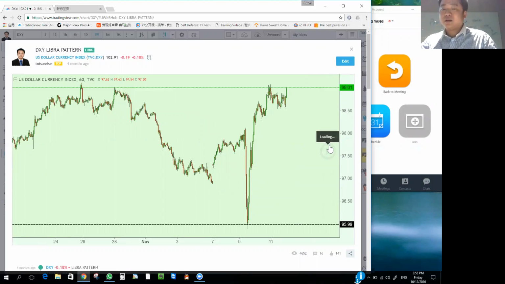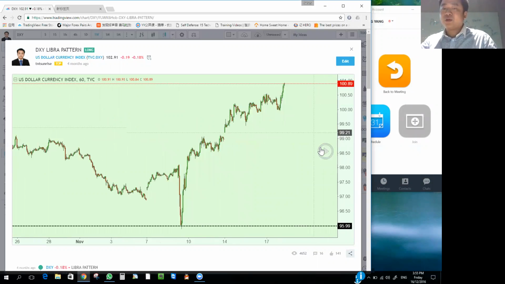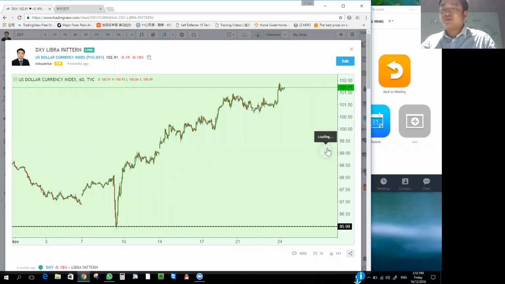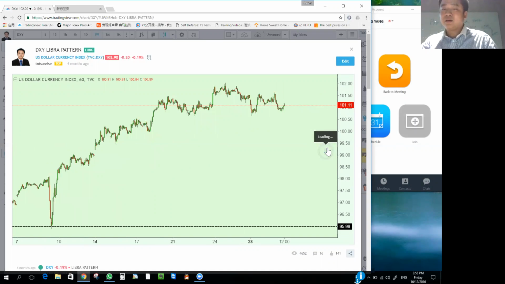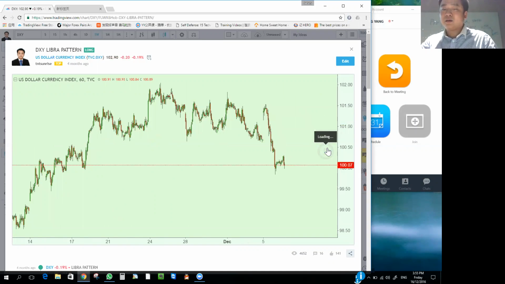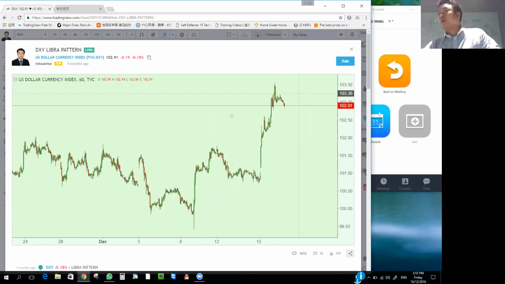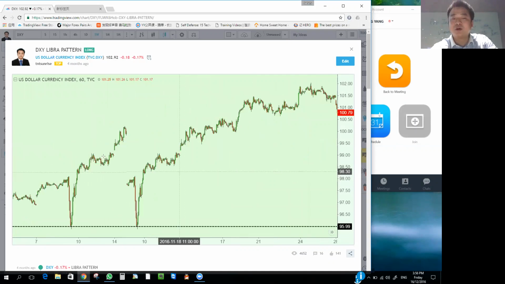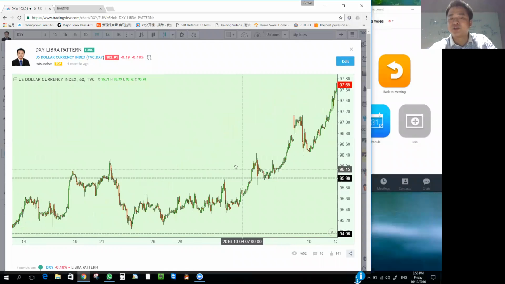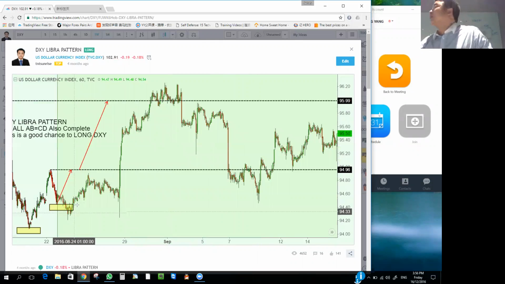See here, 100, 101.71, 100 again, and it finally breaks up. So for the whole move for the dollar, what we do is we catch it at a very, very low stage, and that's how we trade. You don't want to spend so much time guessing whether the market is up or down. You just want to place your trade when you think it is a good opportunity.